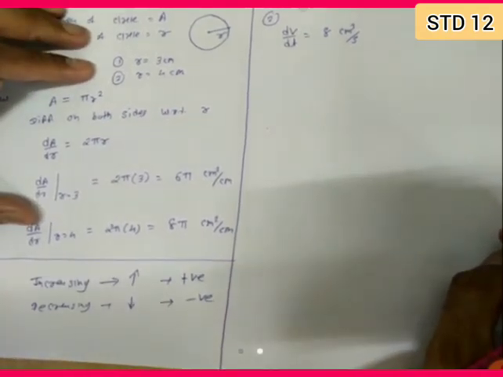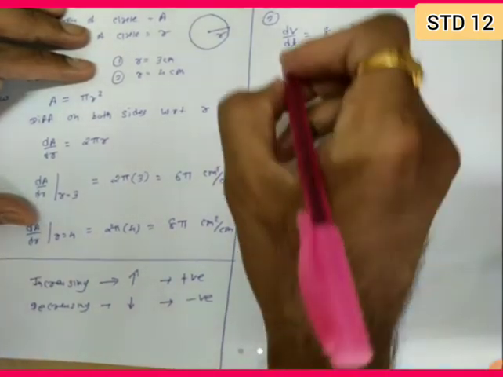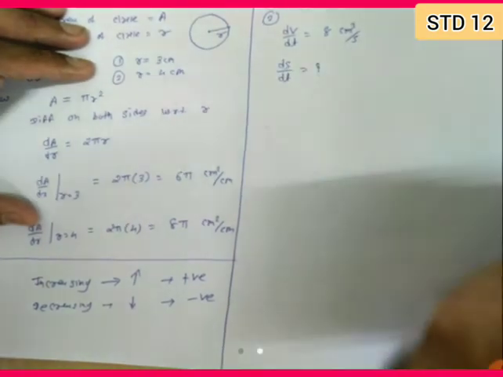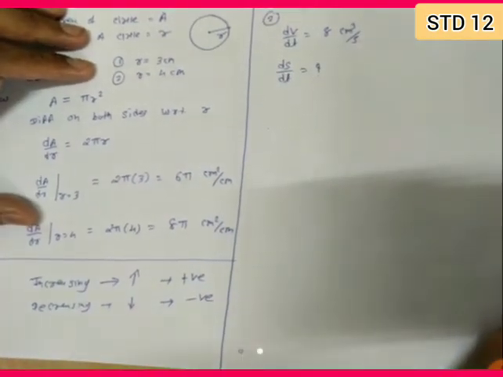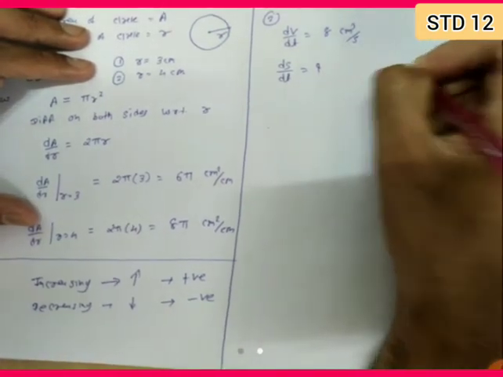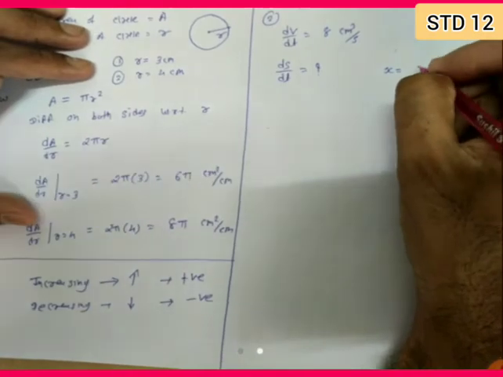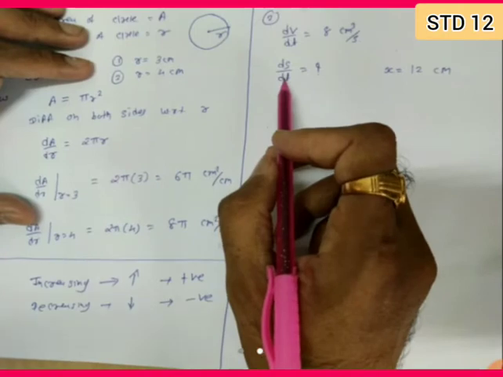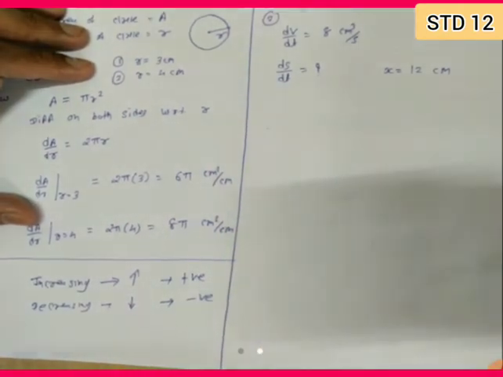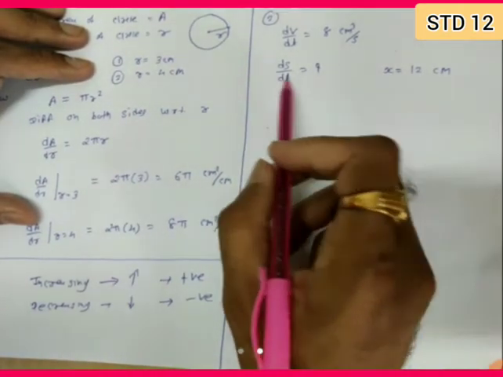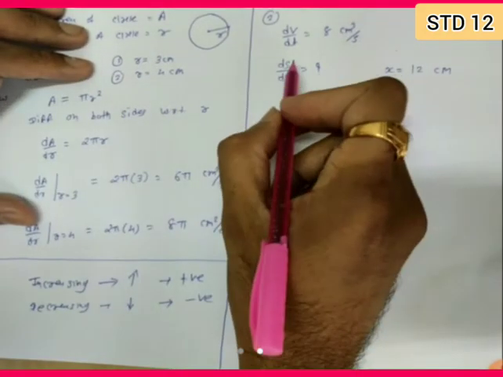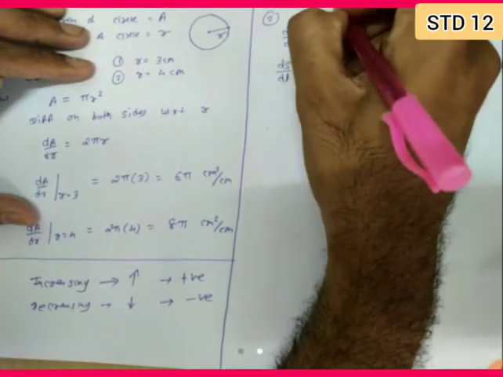How fast is the surface area increasing? Surface area increasing. You have to find the rate of change of surface area, dS by dt. How fast the surface area is increasing when length of edge is, that means suppose length of edge is x and x is 12 centimeter. You have to find the rate of change of this surface area when x equal to 12 centimeter. Done. So here you have to find the rate of change of surface area of cube.